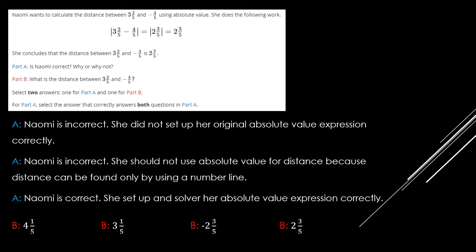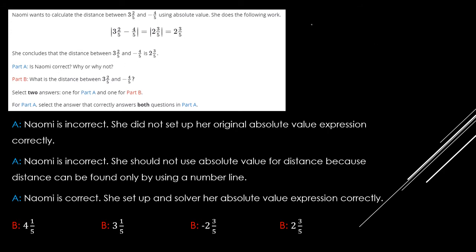Alright, here's our first example. Naomi wants to calculate the distance between these 2 points using an absolute value. She does the following work. So she has 3 2/5 minus 4 over 5, and she gets this fraction and says that is the distance.